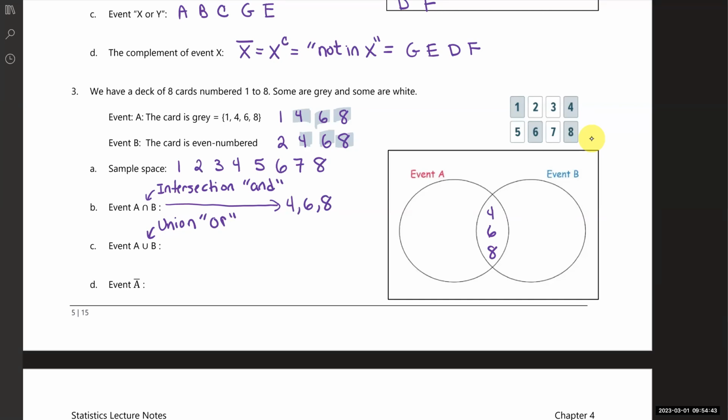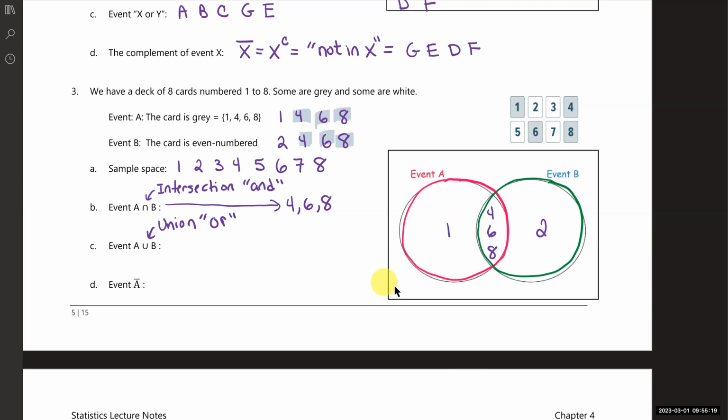All right, so continuing this problem, we have 4, 6, and 8 in the intersection. And then I'm going to complete the Venn diagram before I continue with union here. So event A, we're still missing a 1. So 1 is part of event A. So now we've got, oops, sorry, event A: 1, 4, 6, 8, we got that. And then event B should have 2, 4, 6, 8. So we're still missing the 2. So that's over there.